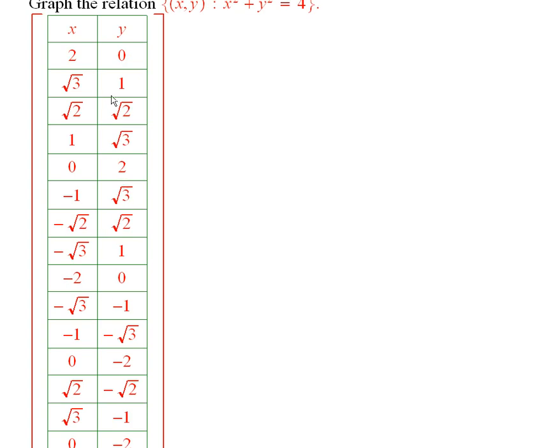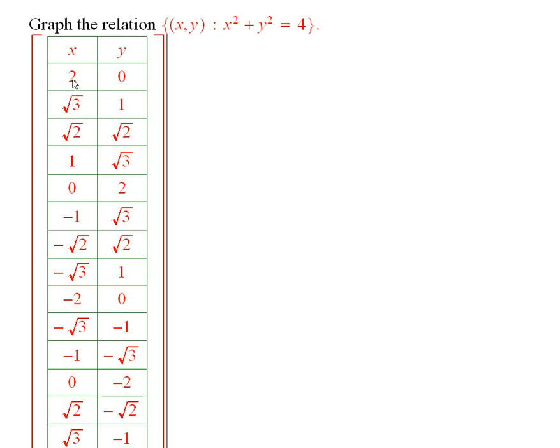Now here are a lot of ordered pairs that satisfy the relation. You can check and see that they work. If you plug in 2 for x and 0 for y, you get 4. If you plug in square root of 3 for x and 1 for y, you get 4, and so forth for all the rest. So what I'll do next is graph all of these ordered pairs that occur in this table.